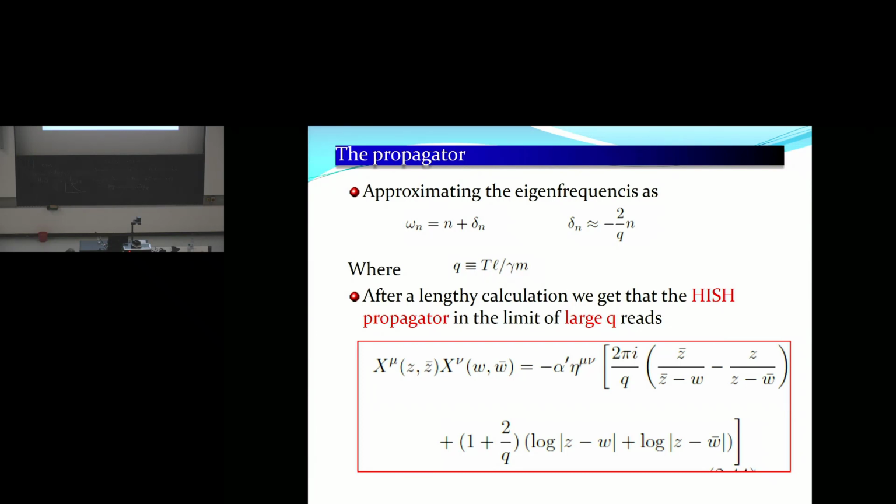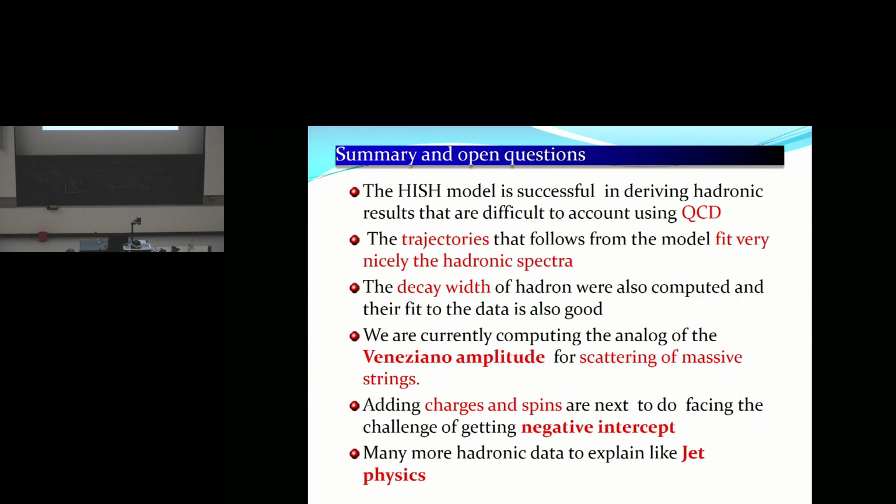So the Hirsch model is, I think, quite successful in deriving hadronic results, which are very difficult to account for using QCD. In particular, these Regge-like trajectories, also the decay widths, but still there are a lot of questions to address. In particular, as I said, this negative intercept, and also jet physics, which relates to the fragmentation of strings. So thank you.